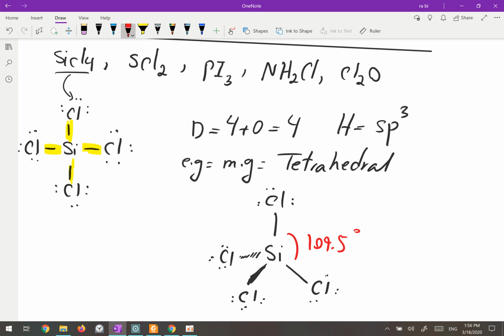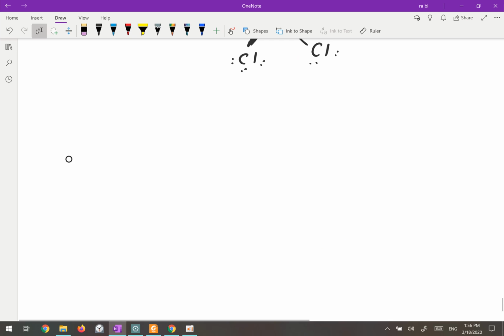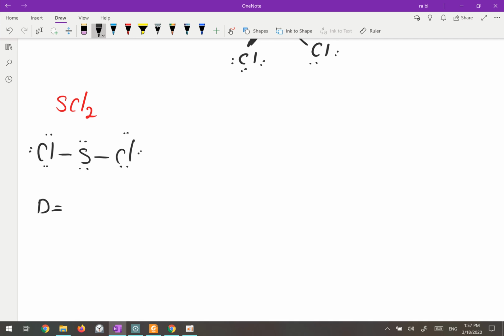Okay, the next molecule, SCl2. The Lewis structure was like this. You have S, Cl, Cl. Okay, these are SCl2. Let's find the domain for that. We have 1, 2, 3, 4 domains around that one. 2 bonds plus 2 lone pairs becomes 4.